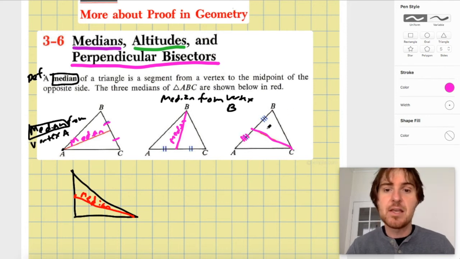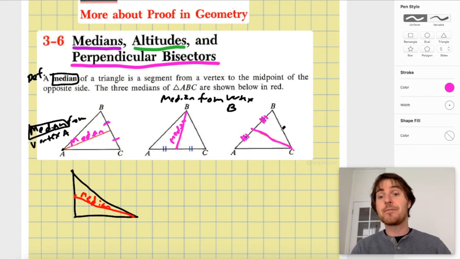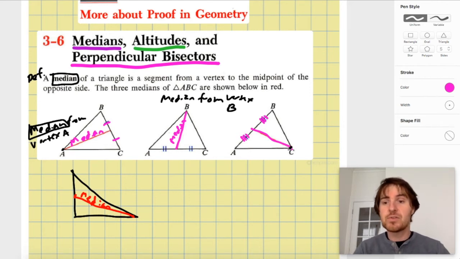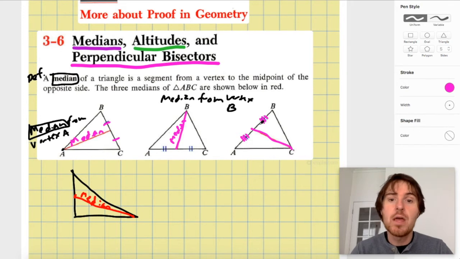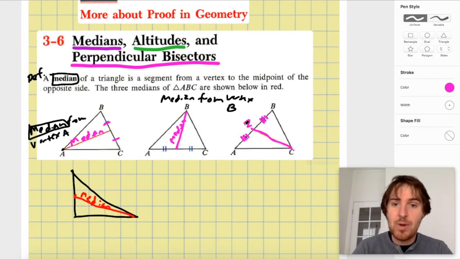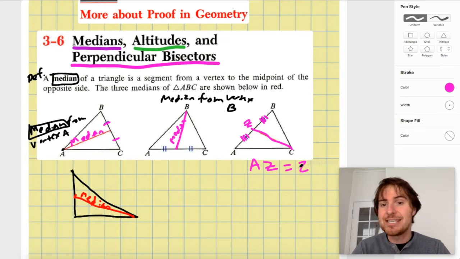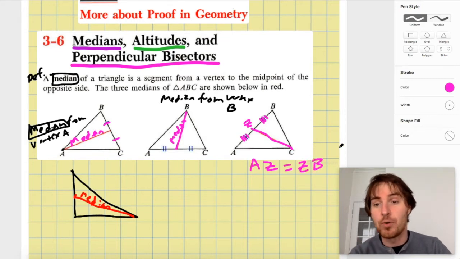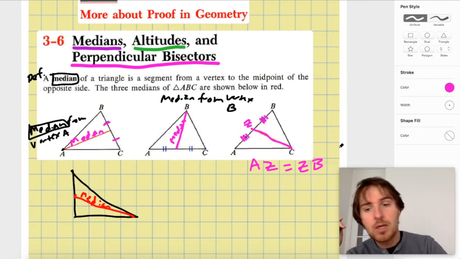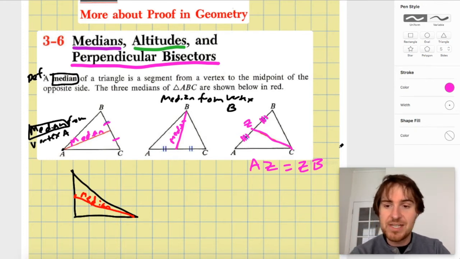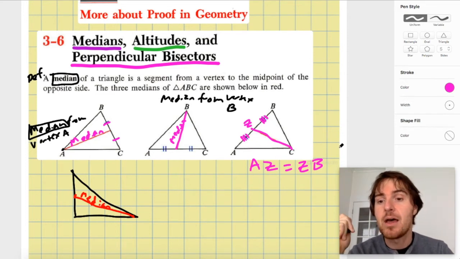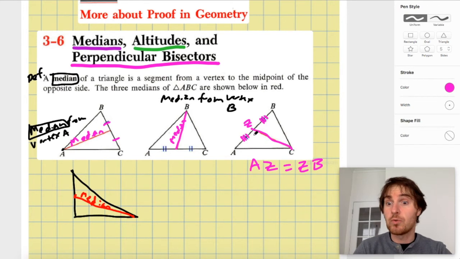So what we know, right, if given to us we have a median drawn from C, say that this is point Z right here, we can use the definition of a median. Sure, you can use that in a proof. If we get CZ is a median of triangle ABC, then we can say that AZ must equal ZB, okay? That's how we can use that in a proof. You are a median if and only if you are drawn from one vertex, if you originate from a vertex and you end at the midpoint of the opposite side. So you'd have to create two congruent segments out of there.